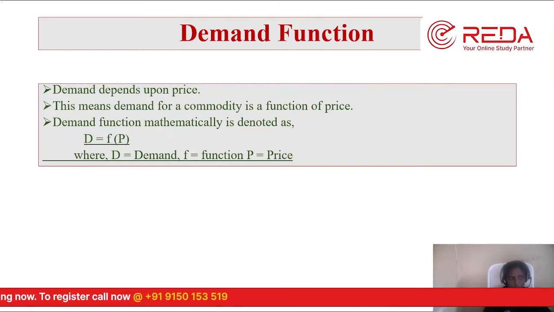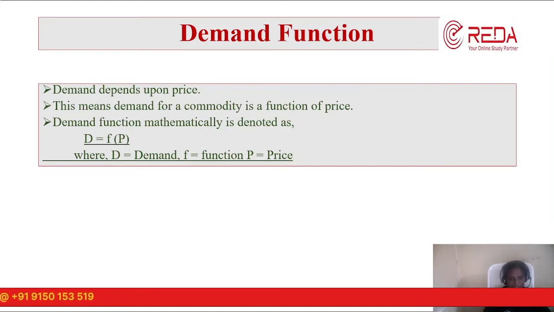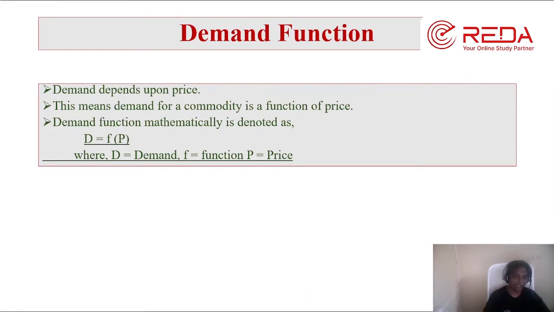Here, D is the demand, f is the function, p is the price. The function may vary depending upon the situation. What are all the situations, we'll see in this chapter, and what function happens between the demand and price.